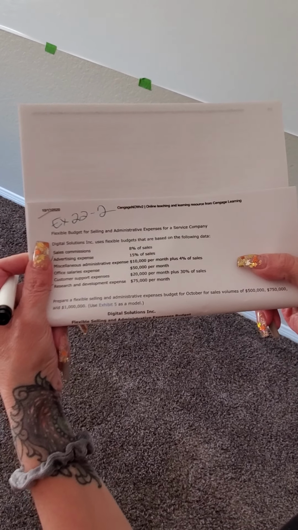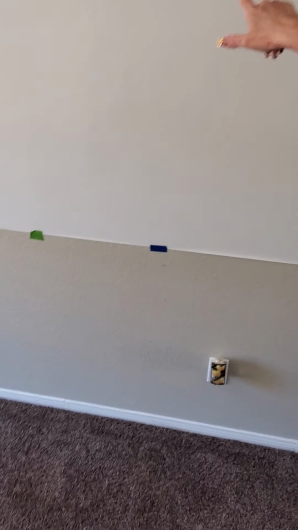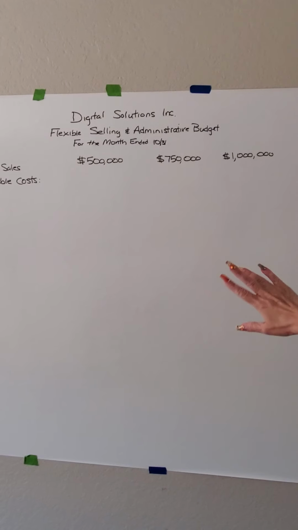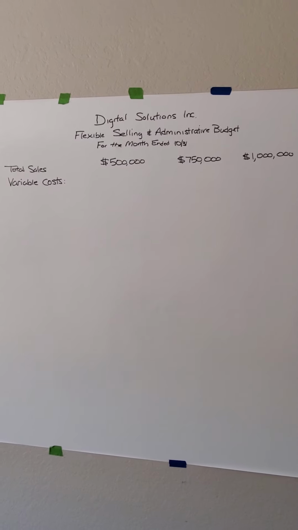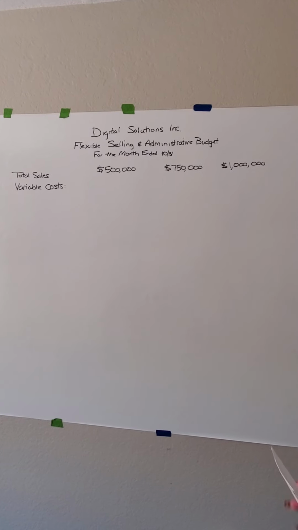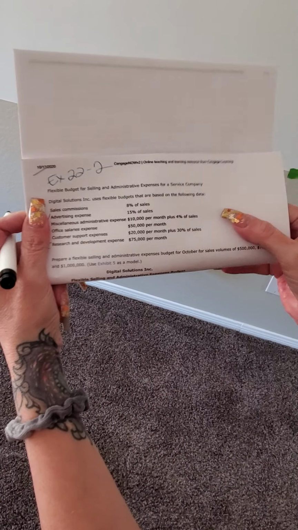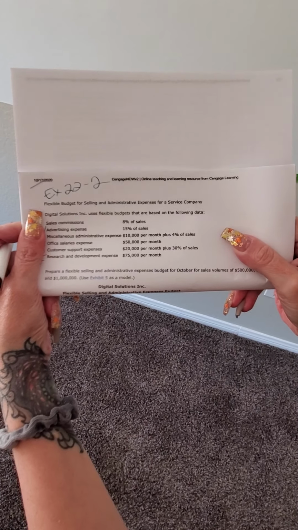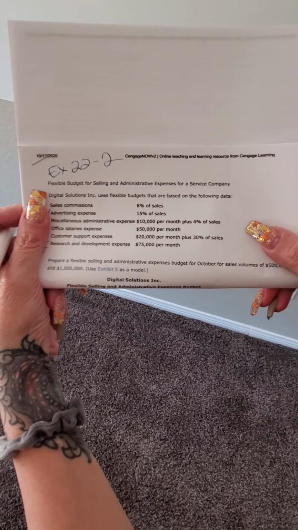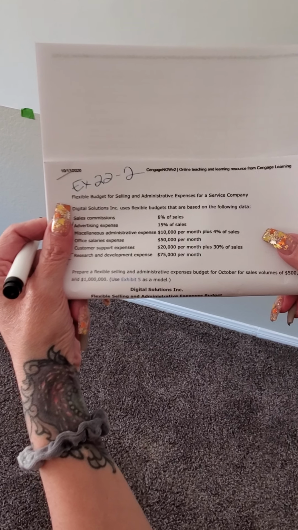They use flexible budgets that are based on the following data. A flexible budget, if you look here on the board, is one that's set up at different levels of sales or different levels of activity so that we can plan depending upon what our activity is. So again, they tell us sales commissions are 8% of sales, advertising expense 15% of sales. Those are completely variable costs because they're going to change with changes in sales.